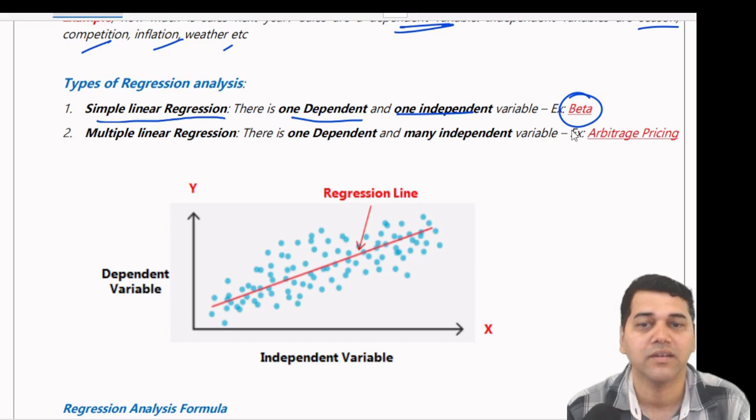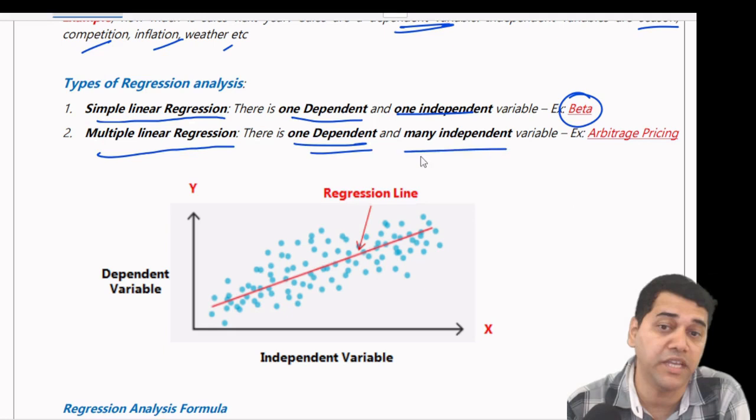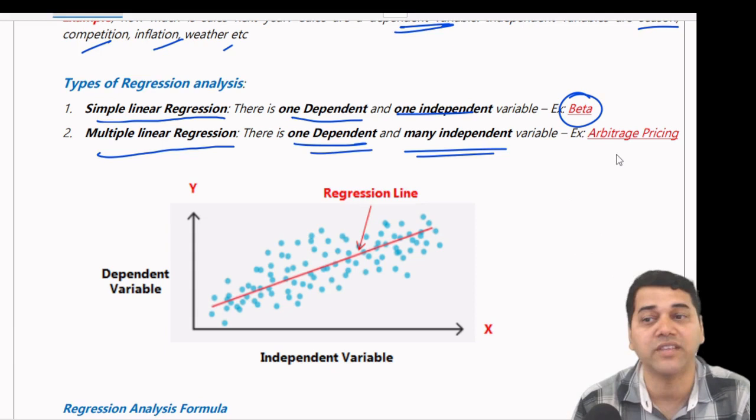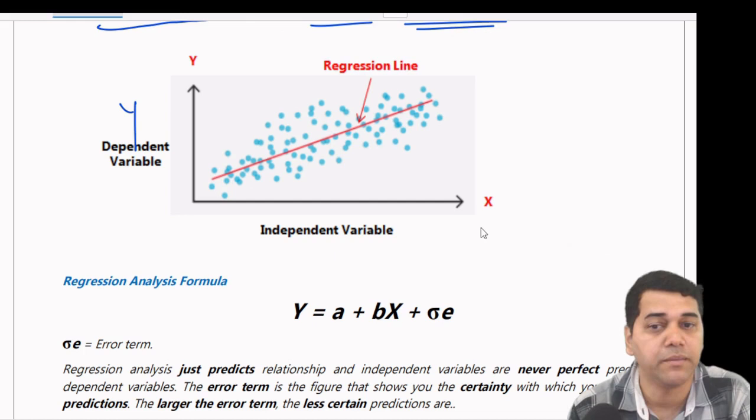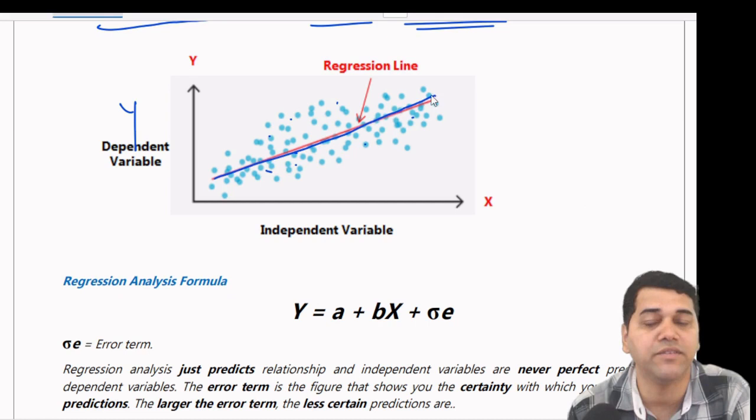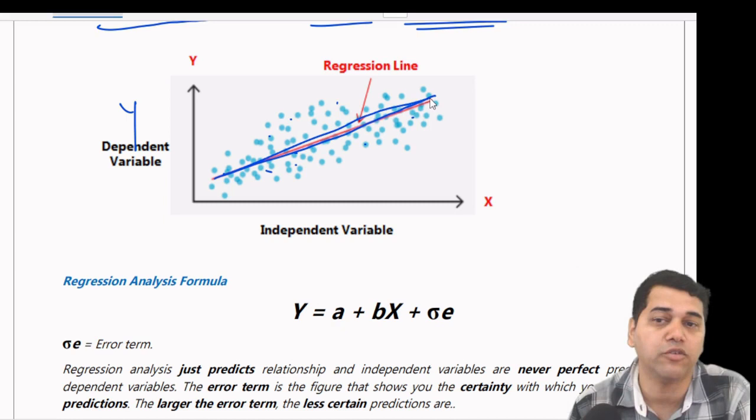That is one dependent on many independent. And later we are going to discuss something called the arbitrage pricing theory. That is nothing but a multilinear regression, where multiple factors we are going to consider to decide the share price. So this is the dependent variable, I will say Y. Independent variable, I will say X. I will plot all the values. And I will draw one single straight line which probably goes through all the points here on an average basis. Okay, this line is calculated using least square method.